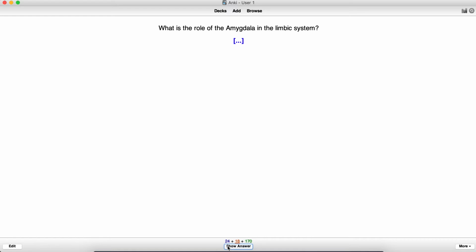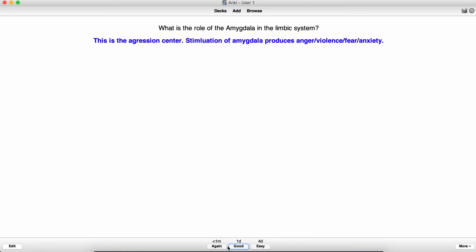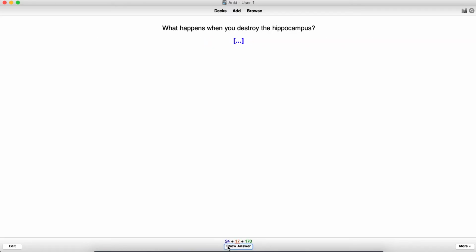What is the role of the amygdala in the limbic system? Amygdala, aggression center. When stimulated, the amygdala causes hyperorality. Destruction of the amygdala is responsible for things like fear, anger, anxiety, all that stuff. What happens when you destroy the hippocampus? You keep your old memories, but you're unable to form new memories, which is called anterograde amnesia.